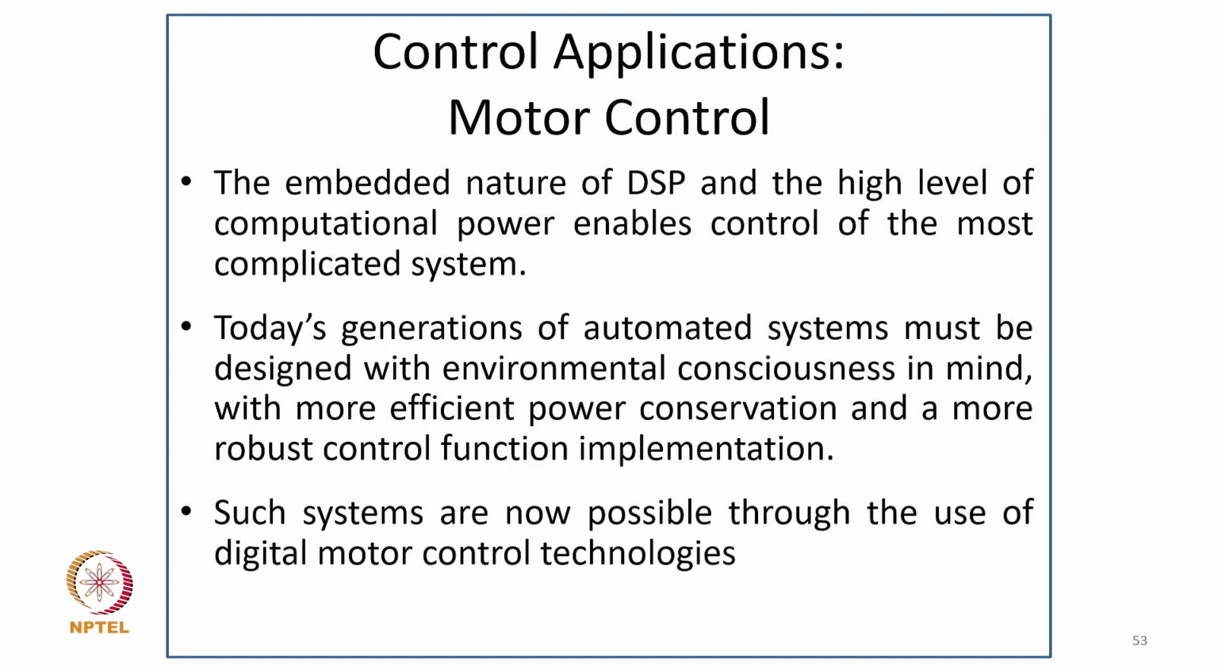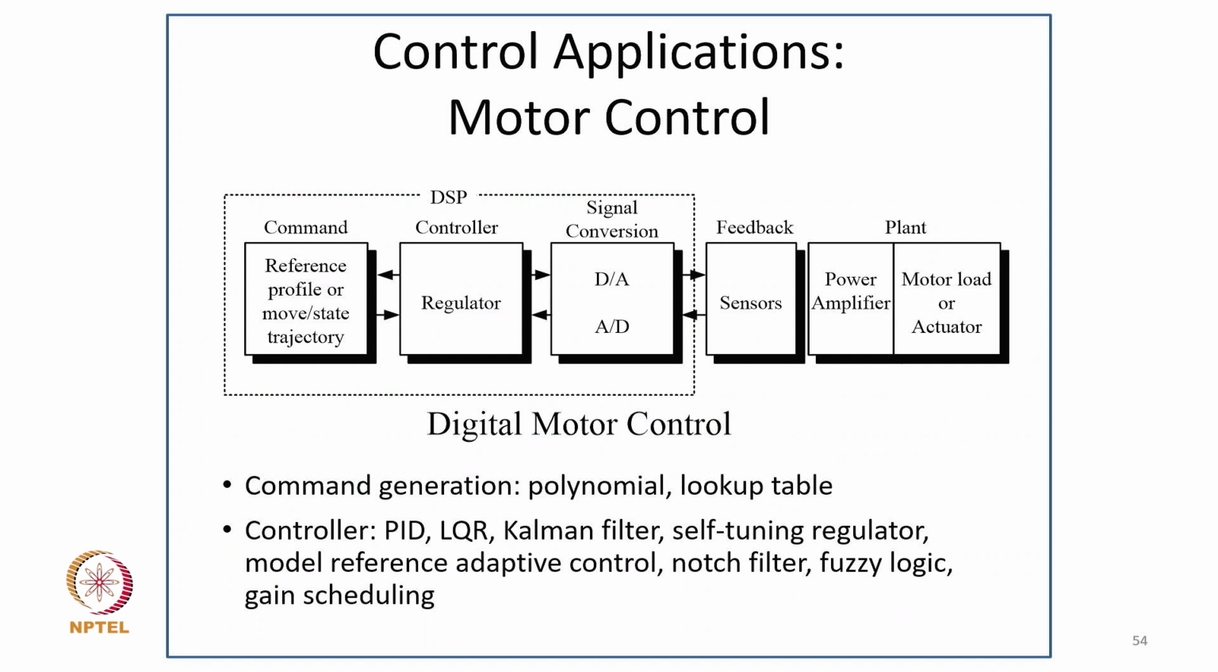Now coming to control applications for motor control, the embedded nature of DSP and the high level of computational power enables the control of the most complicated systems. And today's generations of automated systems must be designed with environmental consciousness in mind, with more efficient power conservation and a more robust control function implementation. Such systems are now possible through the use of digital motor control technology.